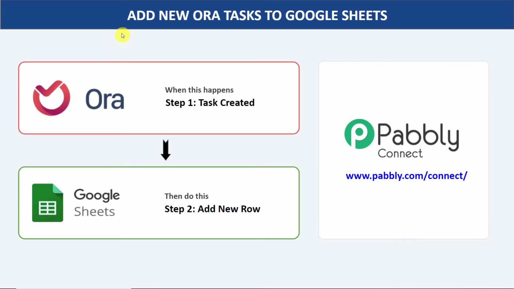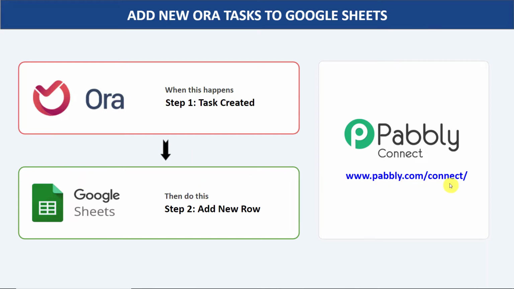Hello everyone, in this video we will learn how to automatically add new Ora tasks to Google Sheets. The idea is that if a new task is created in Ora, the details of that task will be automatically sent to Google Sheets. But the issue here is there is no direct connection between Ora and Google Sheets.